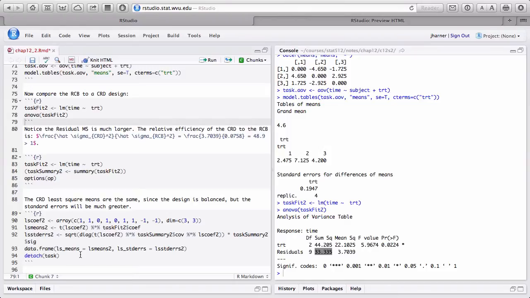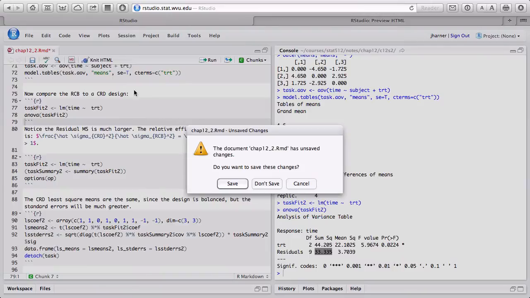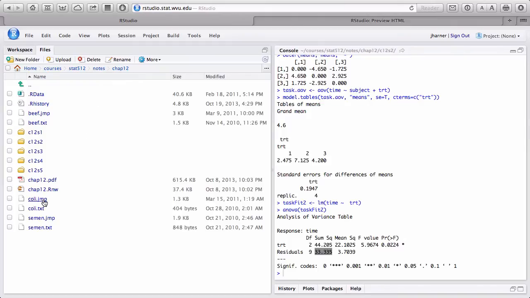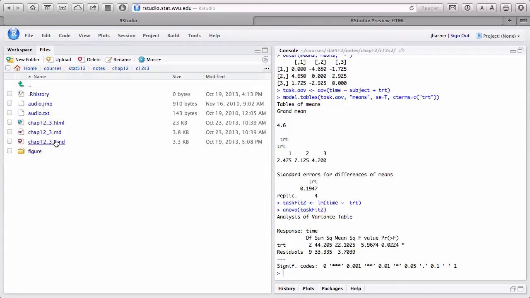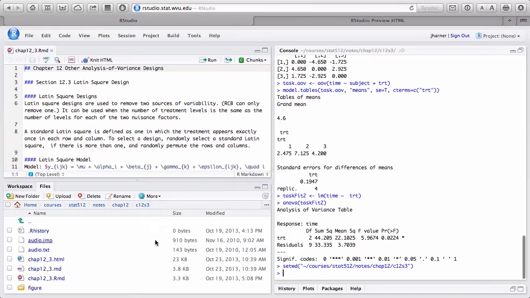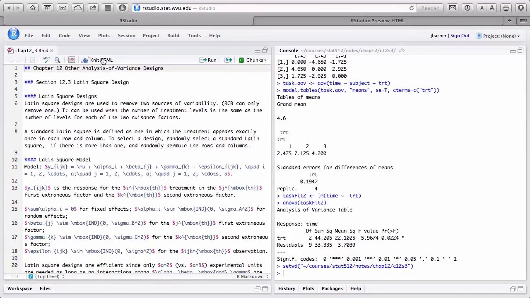Again, you're trying to control variation. Okay, I'm not going to save that. I'm now going to talk briefly about controlling two sources of variability, but I'm not going to spend a lot of time on this. It's called the Latin square design. Let me change the working directory, and I'm going to knit this.